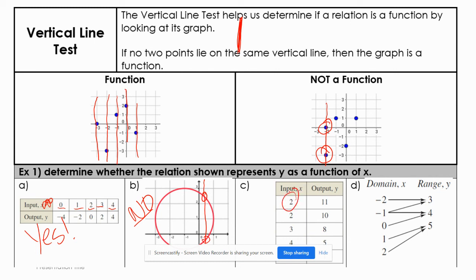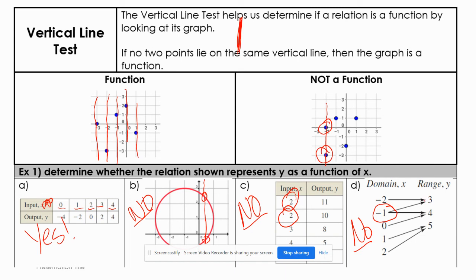Example C. And again, we're only looking at the X column. We have the 2 there twice. It's repeating, so no, that is not going to be a function. And then we have one of our mapping. And if I look here at this -1, that has 2 arrows going to it. And so that would not be a function.